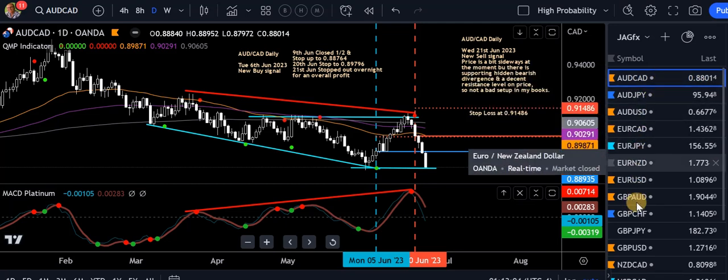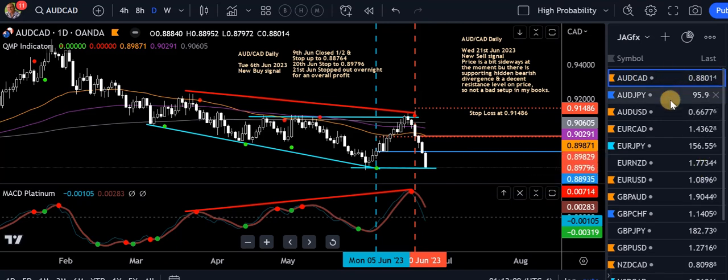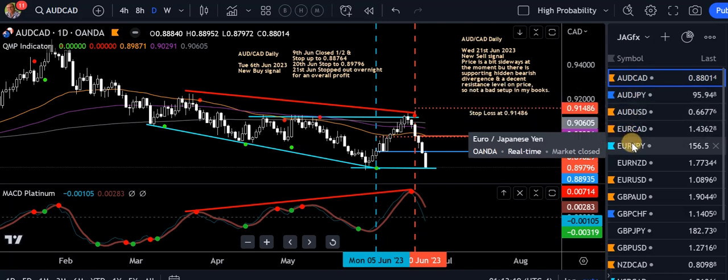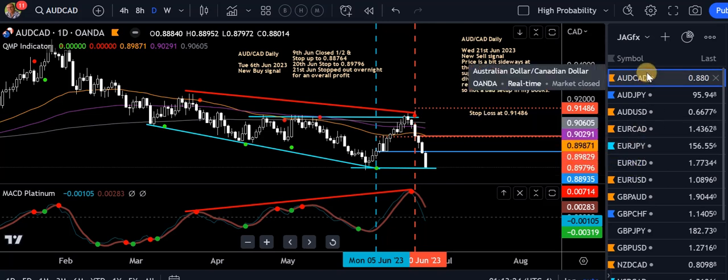So here's my watch list on the right. It's not all 28 pairs, just a sample of pairs. They're in alphabetical order. Now they're highlighted in different colours. Orange means I want to talk about it in this video. Dark blue means there's a trade on, no action taken. Light blue means there's a trade on or trades on and action's been taken. And no highlight means no trade on.